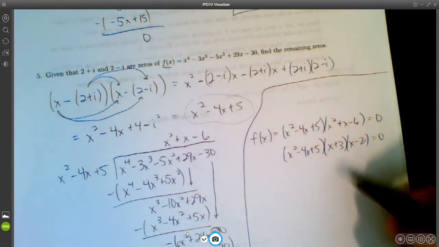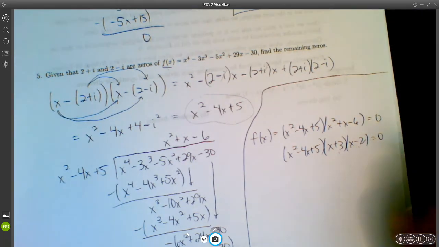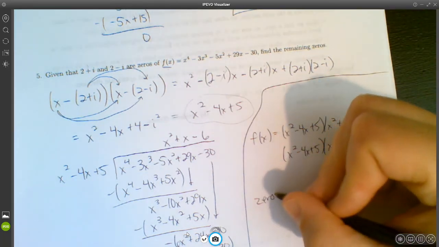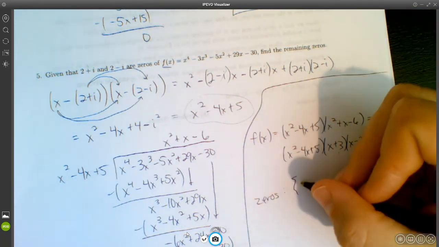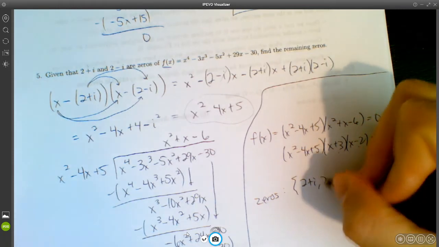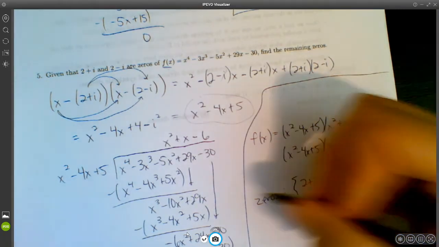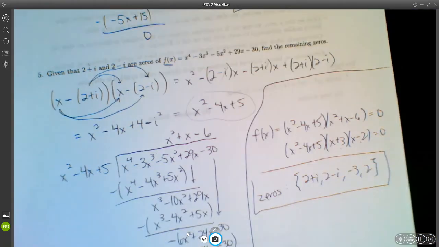So the remaining zeros are negative 3 and positive 2. And there you go, right? So the zeros are, well, the 2 we were originally given, 2 plus i, 2 minus i, but then also negative 3 and positive 2, right? So those are the zeros.